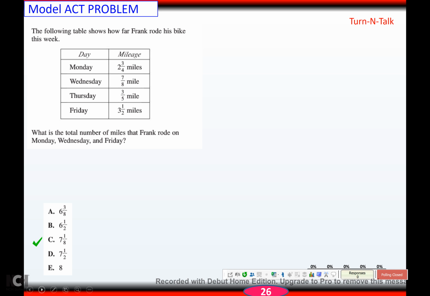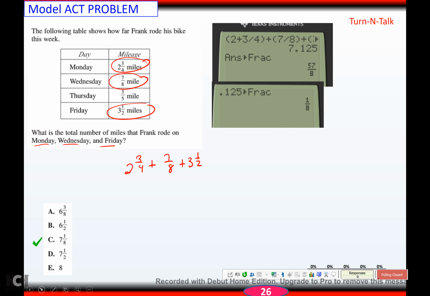It says the following table shows how far Frank rode his bike this week. What is the total number of miles that Frank rode on Monday, Wednesday, and Friday? So they're telling me to take Monday, 2 3/4, plus Wednesday, which was 7/8, plus Friday, which was 3 1/2. So if I type those in, I get 7.125. Math and or enter it gives me 57 over 8, which isn't one of my choices. So I know that this is going to go 7 whole times, plus this much left over as a fraction, which is 1/8.